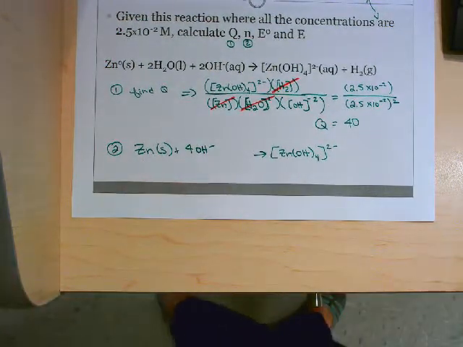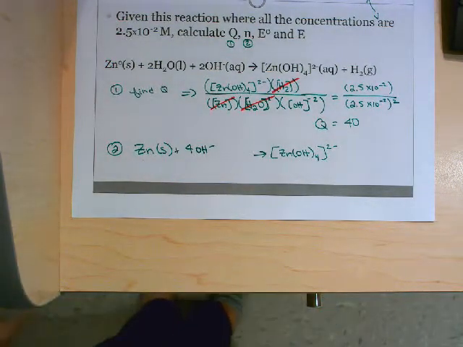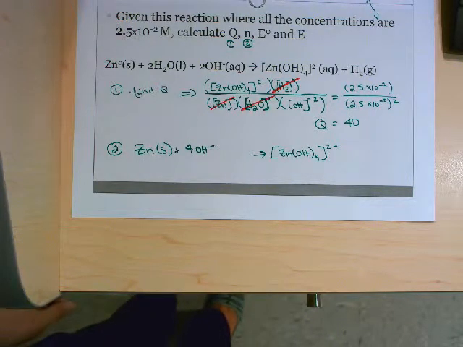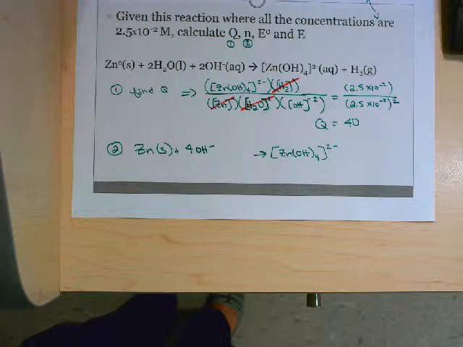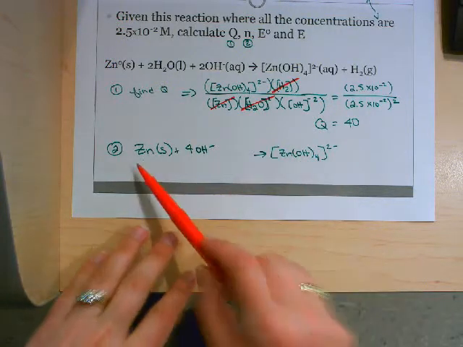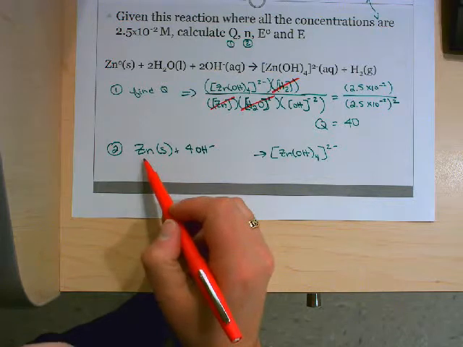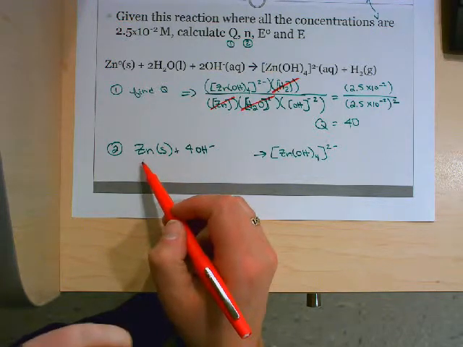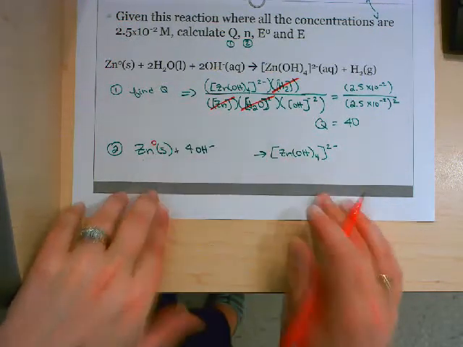Alright, next question. Who is changing oxidation state? The zinc, the oxygen, or the hydrogen? The zinc. Why is it not the oxygen? Because it's never the oxygen. Never, ever, ever the oxygen on these basic problems. Okay? So, if it's going to be the zinc, what is the oxidation state of my zinc solid? 0. Stop. Okay?